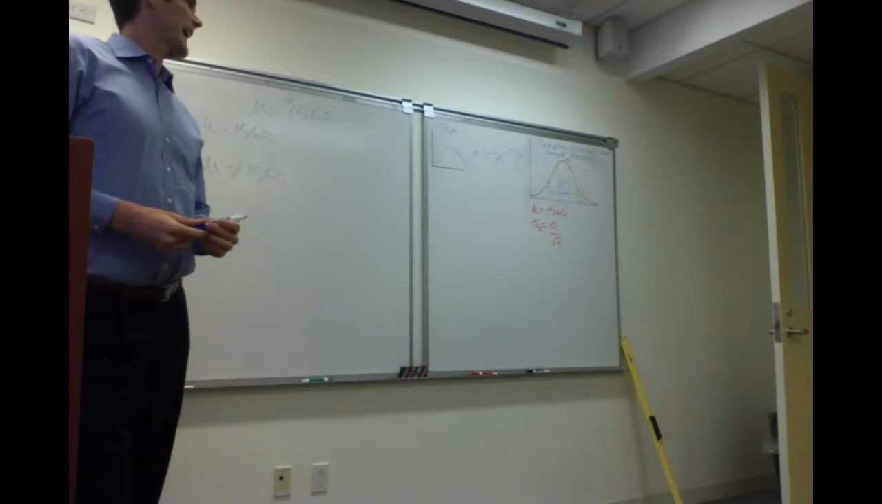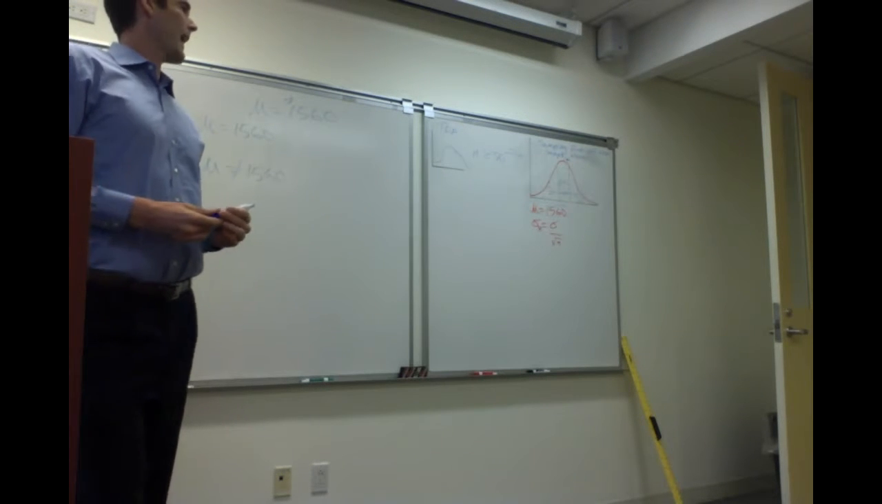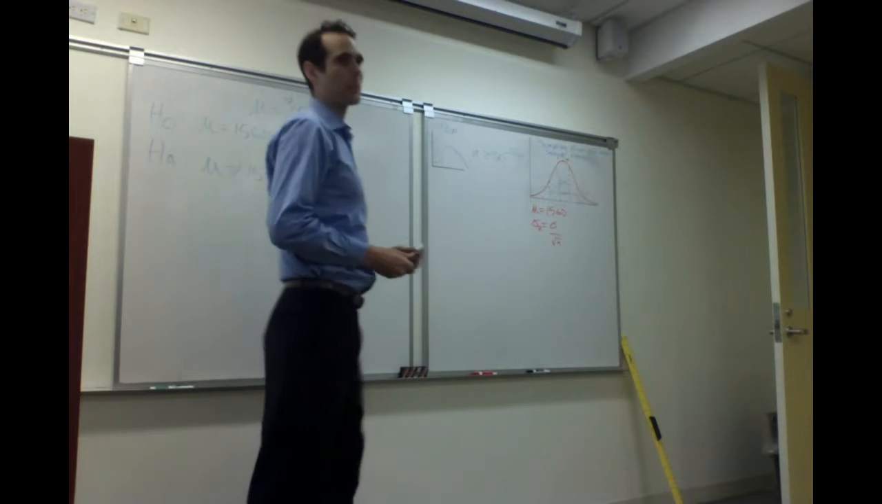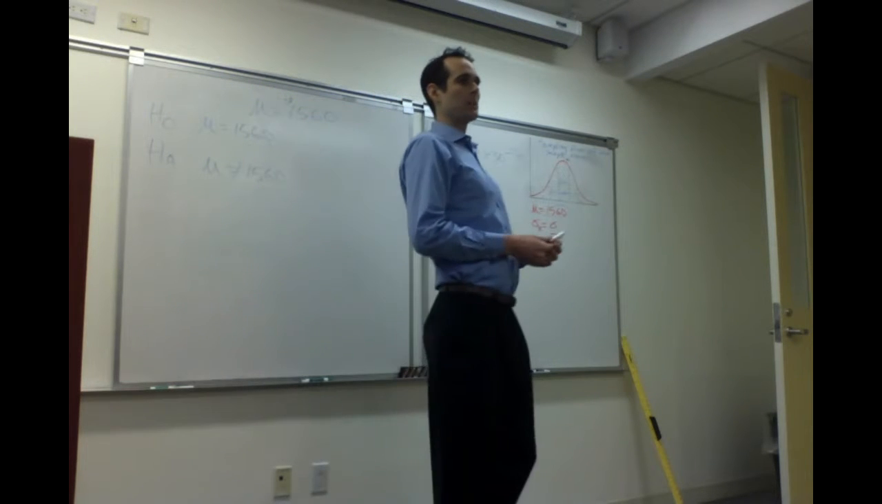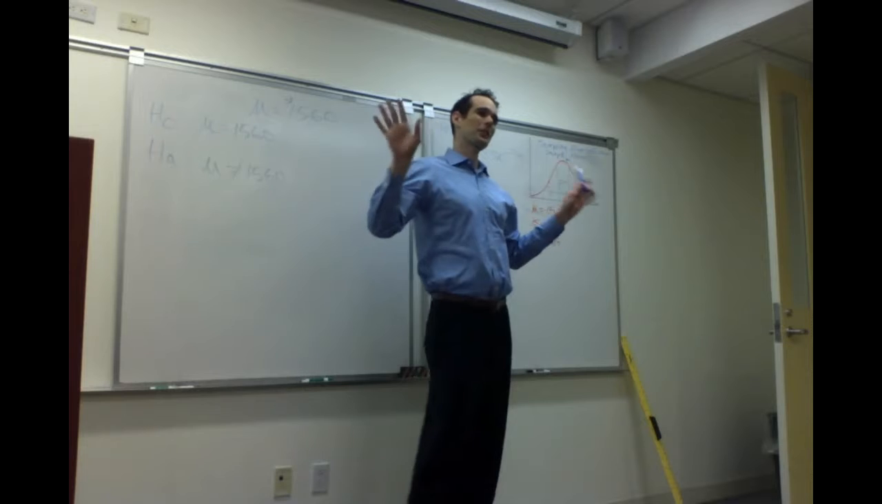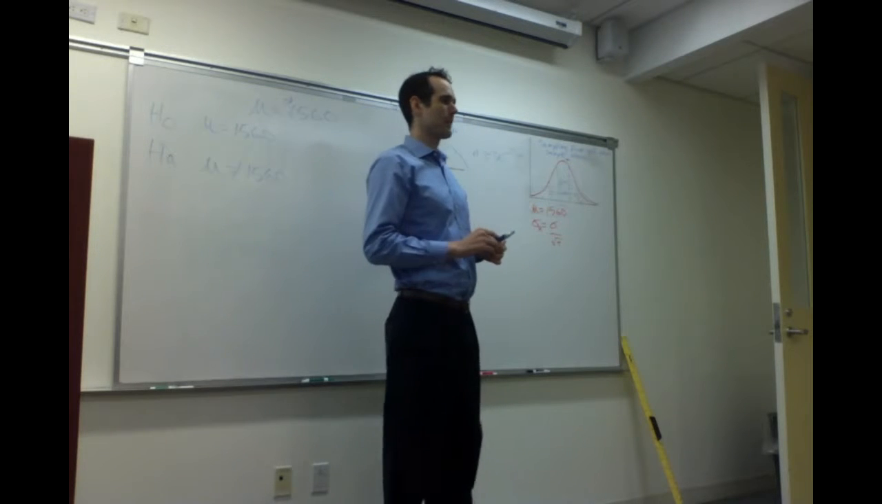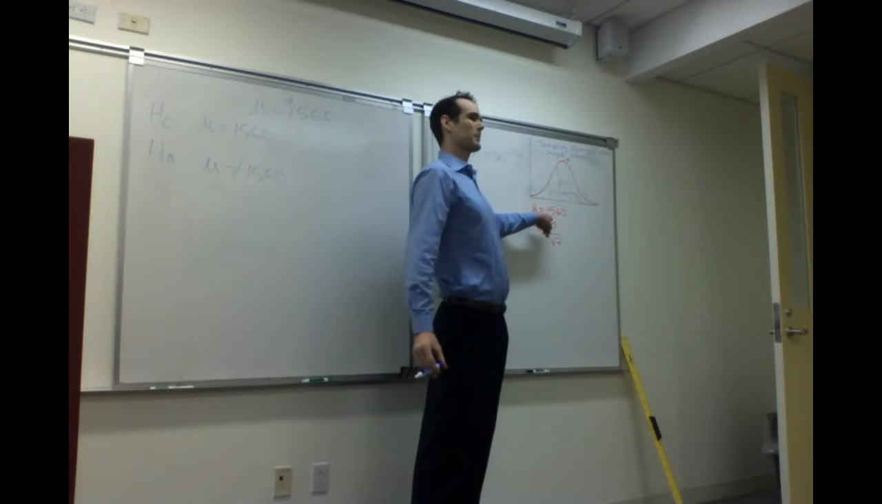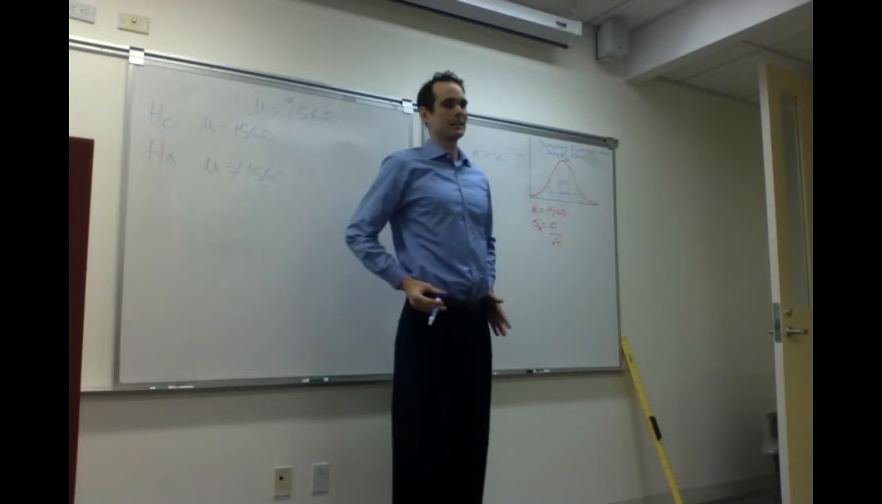So we need to decide how extreme our sample mean needs to be before we say there's such a low probability of that happening. I'm more comfortable just saying that this mean is wrong.